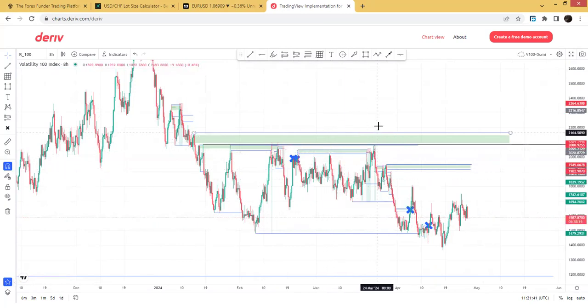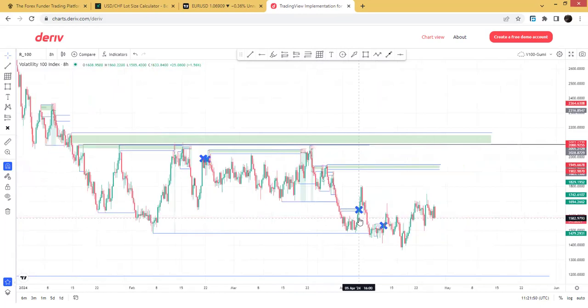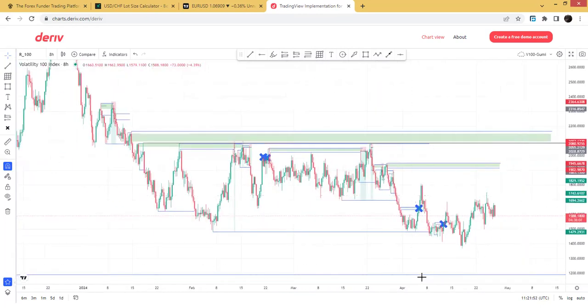Could you have been taking buys in between? Yes, you could have, but those are lower probability trades. Okay, the main trade is the what? The sales. All right, so I hope this helped.